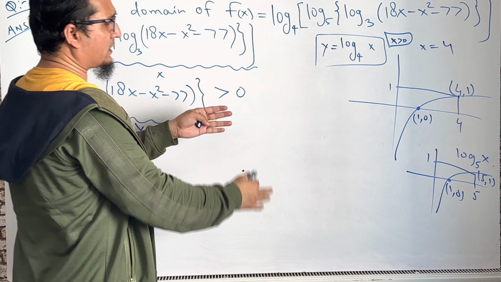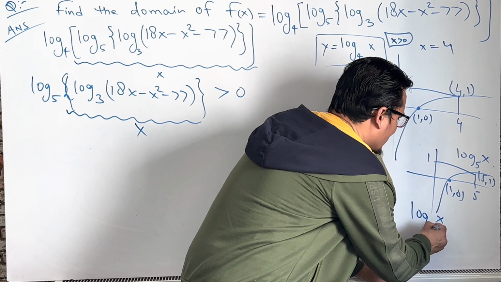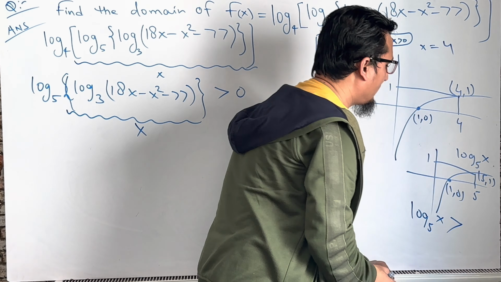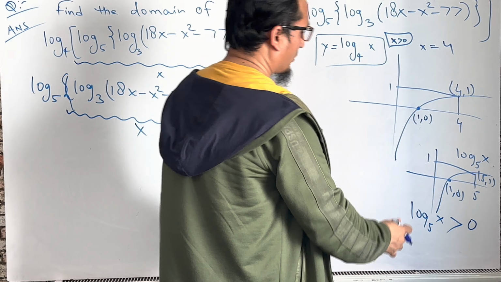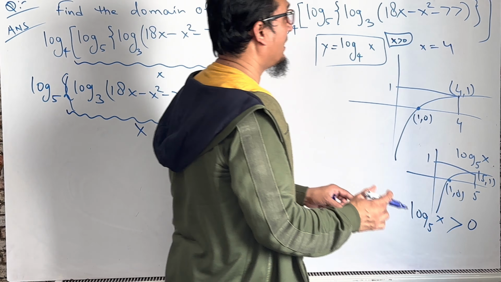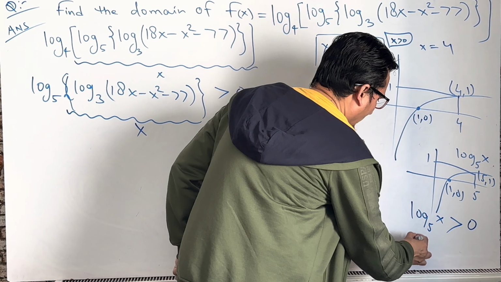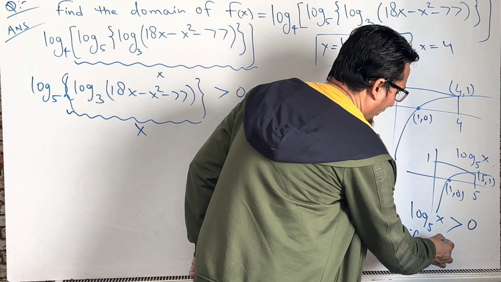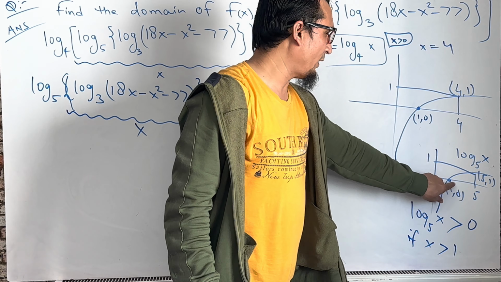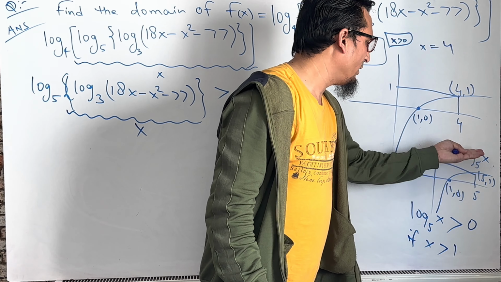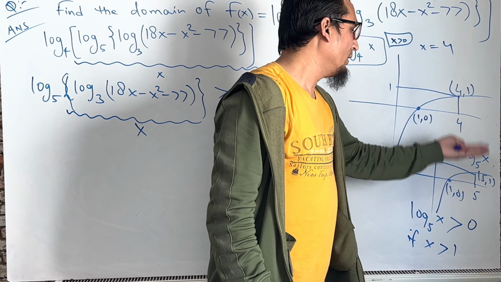Now, greater than 0, so you can see log base 5 of x is always greater than what? Greater than 0 means positive values, right? Because log has negative values as well as positive values, you can say if x is greater than 1, then f(x) = log base 5 of x is always greater than 0.